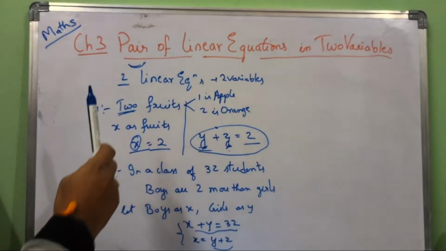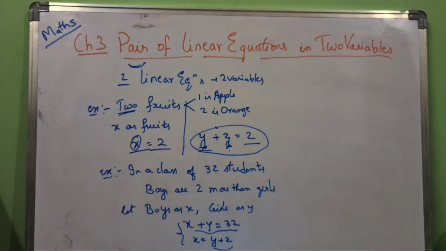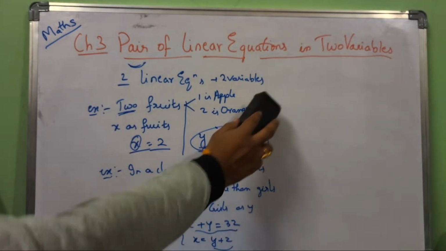First you have to understand why we are doing this and what we are doing. Then it will be easy and interesting, and you can understand it, instead of directly going to the questions. So I think you have understood what a linear equation is, why it is called a pair of linear equations, and that it is in two variables.